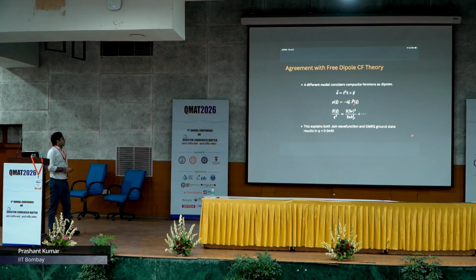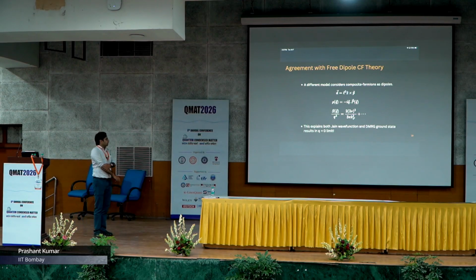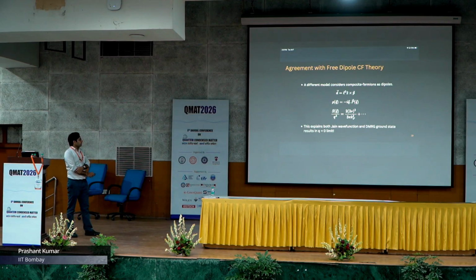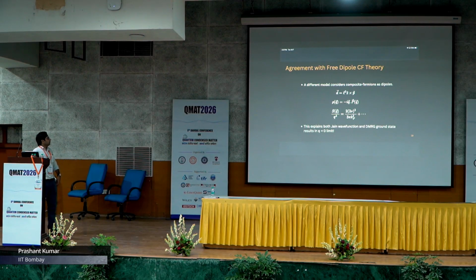Okay, so this simpler model, where you have composite fermions as non-interacting good quasi-particles and they are dipoles, explains both the Jain wave function answer and also the DMRG ground state result in the q tending to 0 limit.